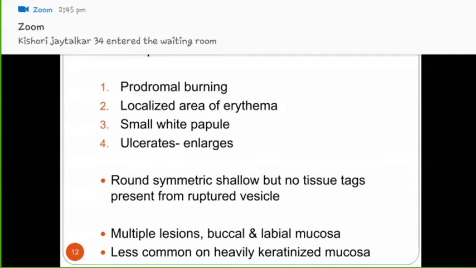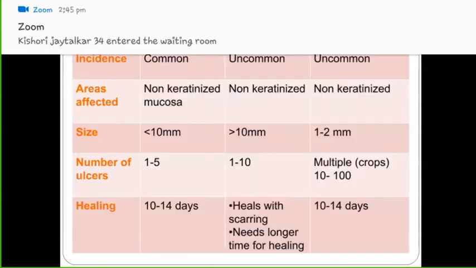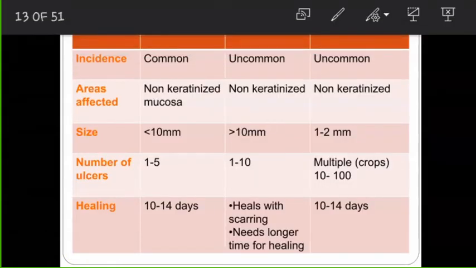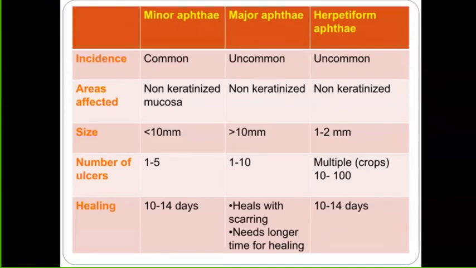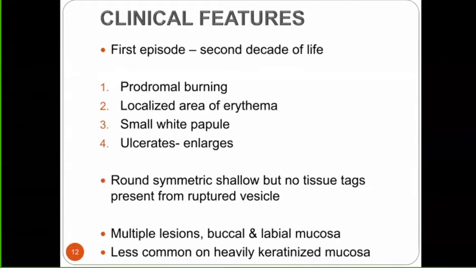Now, when you have the episode of aphthous ulcer, the first episode generally happens somewhere around the second decade of life, and before the ulcer comes up, the patient will show signs of some burning sensation, some slight erythema, that means inflammation in the area where the ulcer is going to come. Then a white papule will emerge, and that will enlarge and ulcerate.